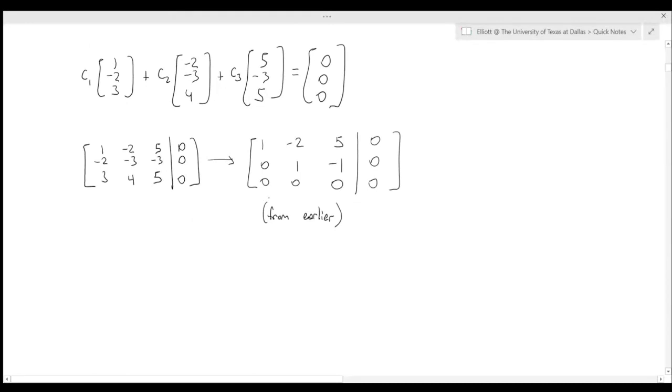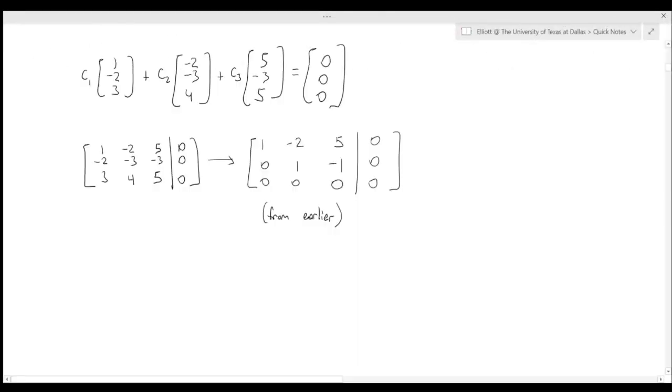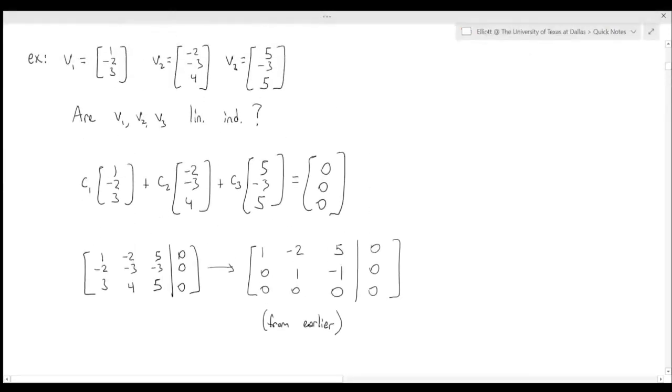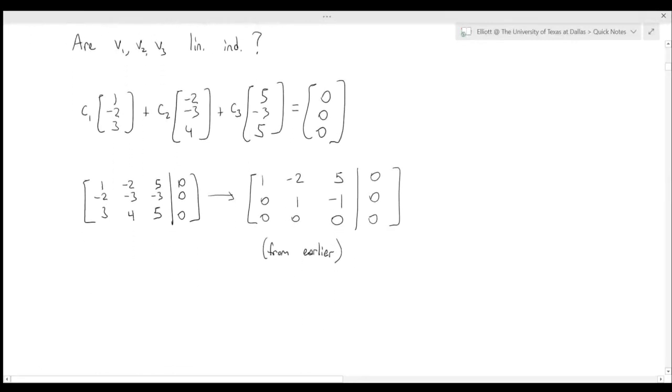Okay, so now looking at everything in this reduced matrix, can we say that there was a unique solution to the system of equations, or does it look like instead that we're going to have infinitely many solutions? Okay, so in this case, we end up having infinitely many solutions, all right?